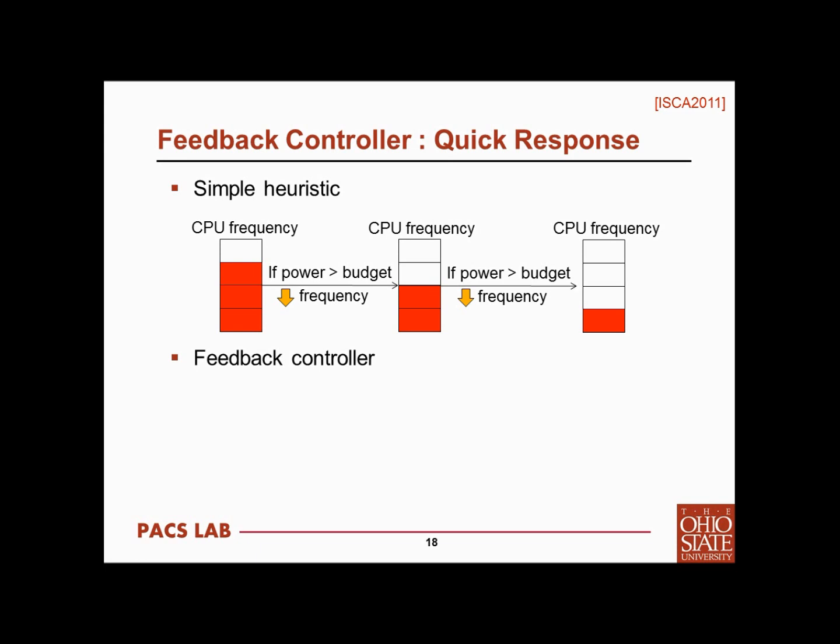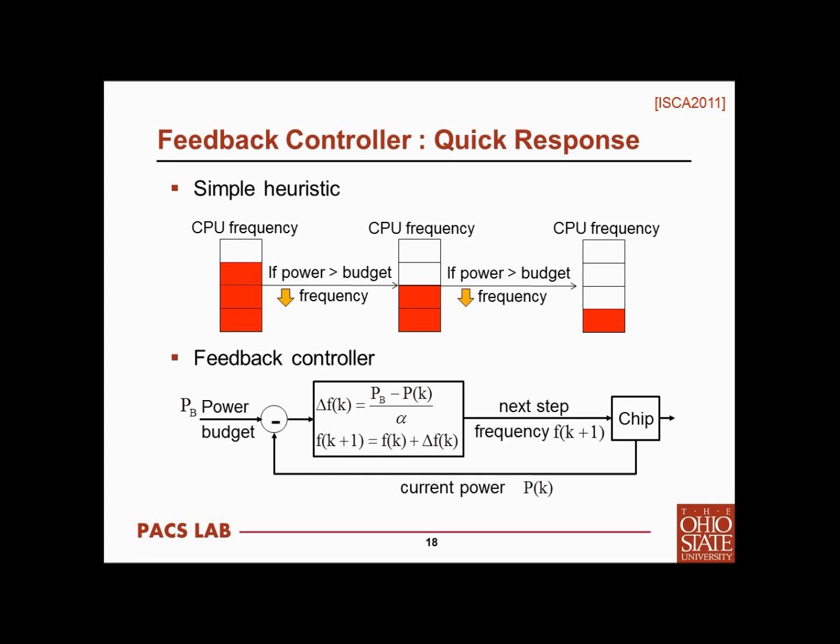We can see this algorithm works very well if we have a limited number of frequency levels. However, what if we have 50 or 100 different frequency levels? In that case, we need 100 steps from the highest frequency value to the lowest frequency value. That's why we say this simple heuristic's responsiveness is too slow. In order to improve that, we come up with a feedback controller design.